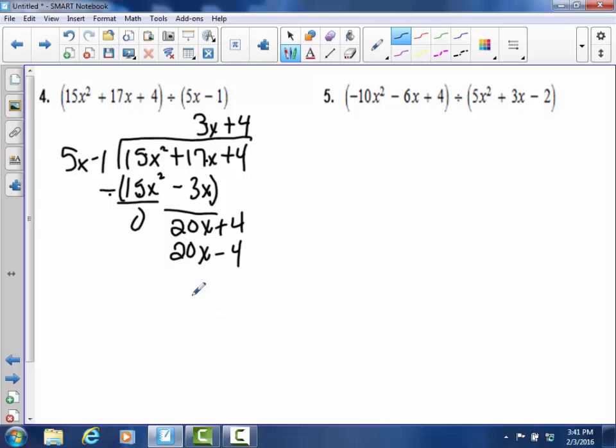Okay. And then I just want to subtract. So 20x take away 20x is 0. 4 take away negative 4 is 8. So my answer is 3x plus 4 plus 8 over 5x minus 1.